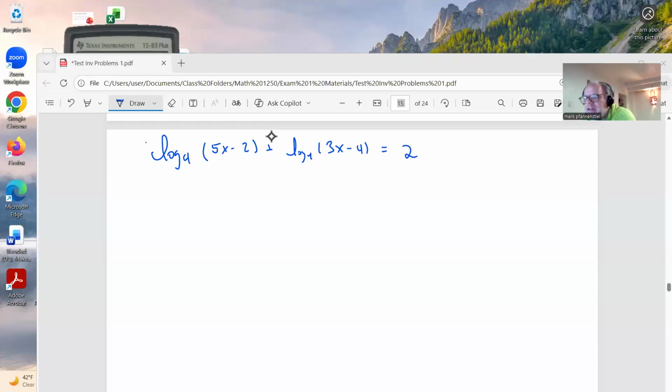All right, welcome back to pre-calculus. We did enough exponential equations. Let's do a logarithmic equation.